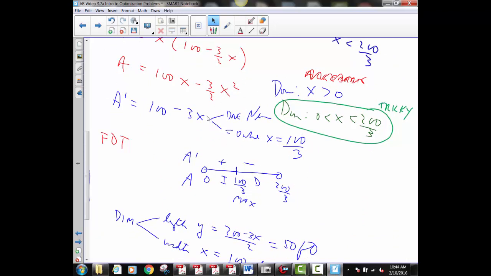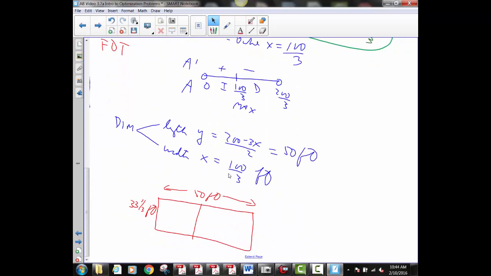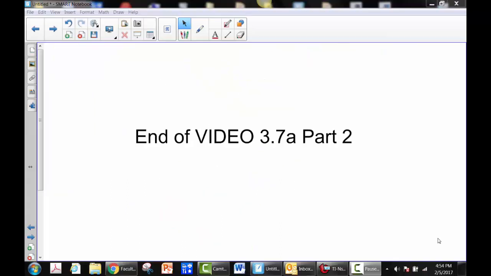Here's your function, of course. Here's your derivative, and so on. You find out it happens when x is 100 over 3 feet and when y is 50 feet. And that's the end of video 3.7a, part 2.